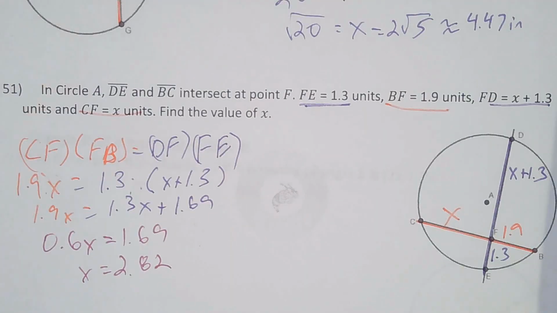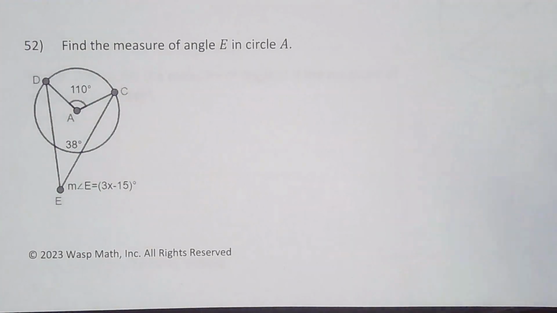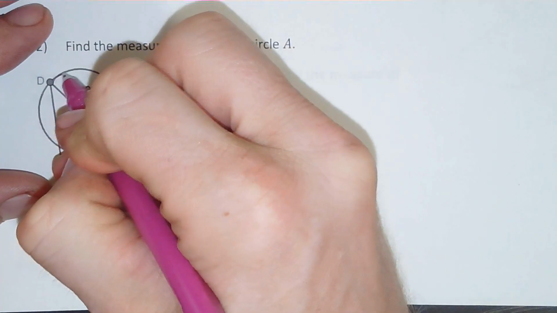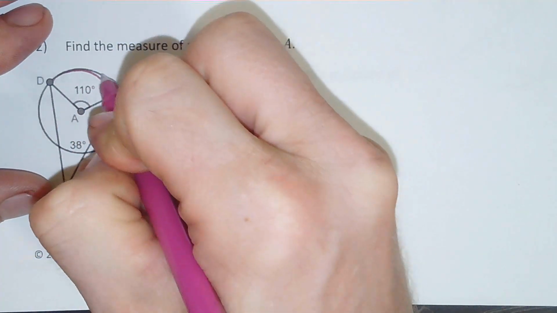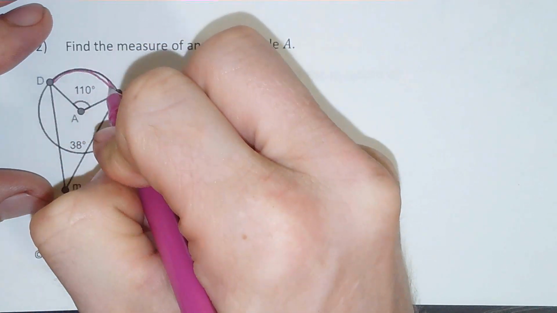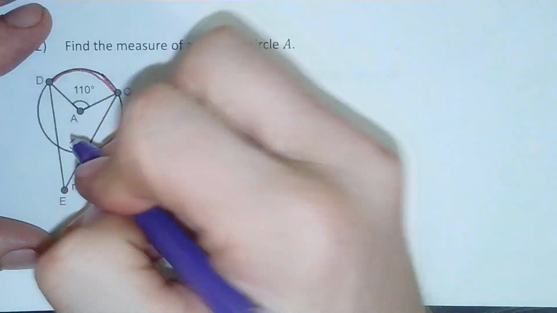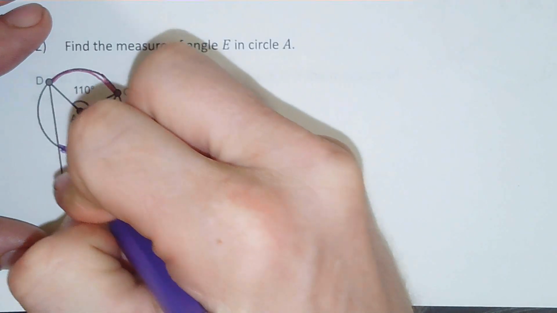Moving on to number 52. Find the measure of angle E in the circle. All right, so this is an arc and angle question. We have this arc, the big arc, and then we have a small arc. And then the angle outside, call that big gamma.